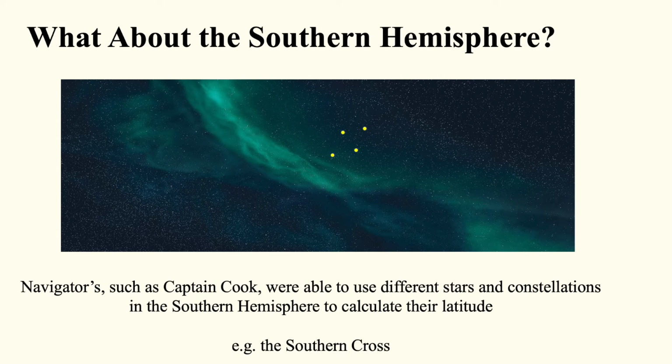But what about the Southern Hemisphere, where the North Star isn't visible? Well, navigators such as Captain Cook were able to use other reference stars and constellations, such as the Southern Cross.